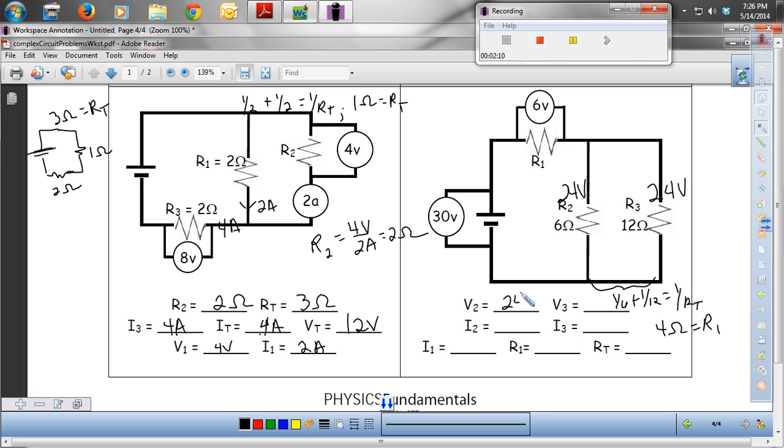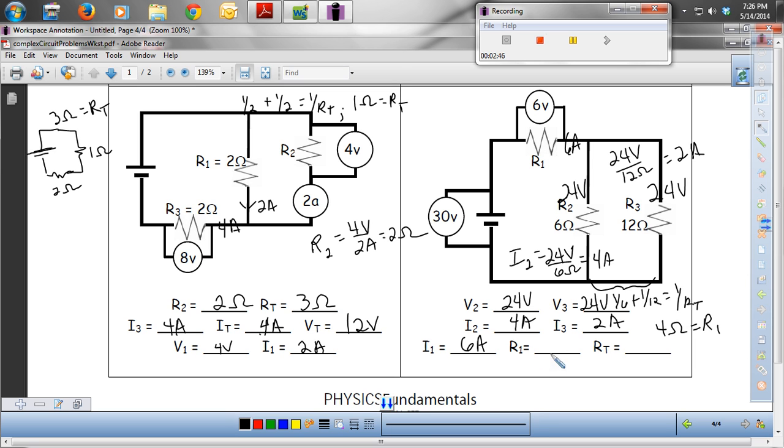So that's 24 volts. And the way that I knew it was 24 was I said, well, the total is 30. I've used 6 here, so it has to be 24 for there. Alright, so I2 is going to be 24 volts over 6 ohms, or 4 amps. I3 is going to be 24 volts over 12 ohms, which is 2 amps. So I1 must have been 6 amps because it's split into a 2 amp and a 4 amp and a 2 amp.